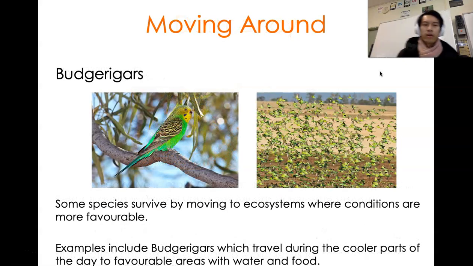Examples of drought evasion other than dormancy can also include moving around. So a lot of birds take advantage of this, because being a bird means you can fly and avoid a harsh condition by simply flying over to the next place that is now showing favorable conditions. And so birds in particular will migrate fairly frequently. Budgies, for example, will always travel to cooler parts of the day to find favorable areas with water and food, and then return during different seasons of the year, right? So moving around is a very efficient method of doing that.